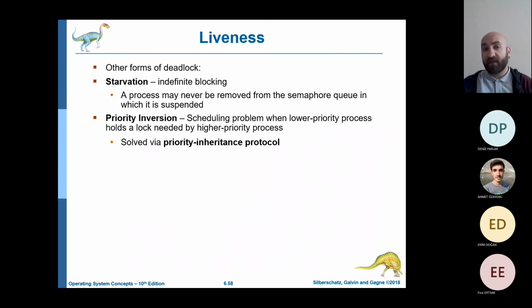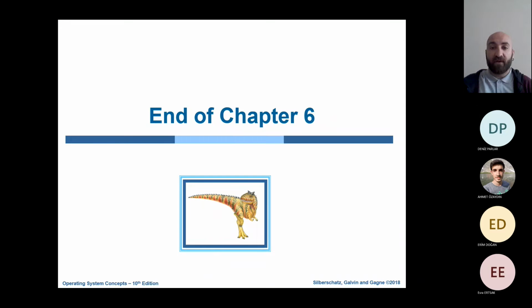Other forms of liveness failure include starvation, which is indefinite blocking: a process may never be removed from the semaphore queue in which it's suspended. Another is priority inversion, a scheduling problem when a lower priority process holds a lock needed by a higher priority process. It can be solved using a priority inheritance protocol. Again, you can take a look at our textbook to get the details about the priority inheritance protocol, but that's it for this week for us.